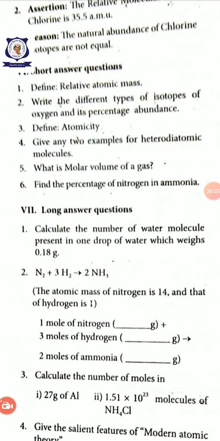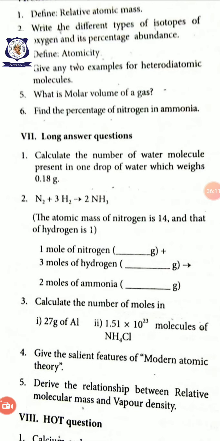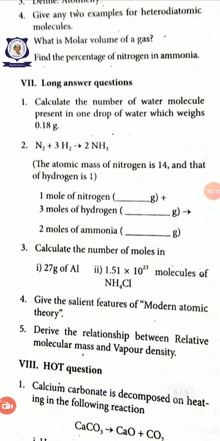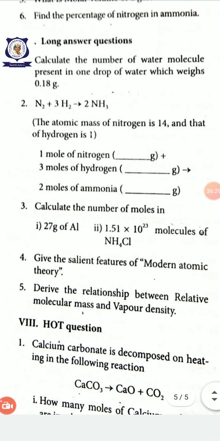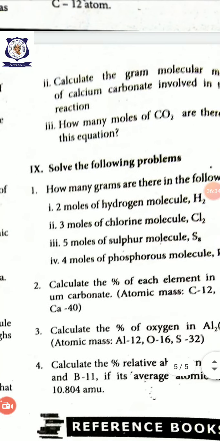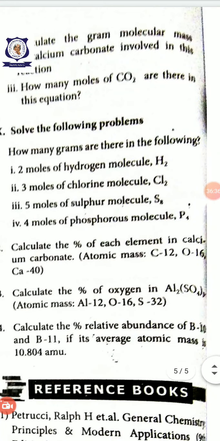Calculate the number of moles. Already you have solved the sums in the previous class itself. Give the salient features of modern atomic theory. What is modern atomic theory? There are 6 points, already we have seen in the first class itself. Derive the relation between relative molecular mass and vapor density is also given. Then solve the problems using the same formula.